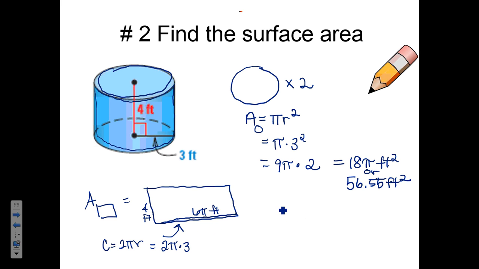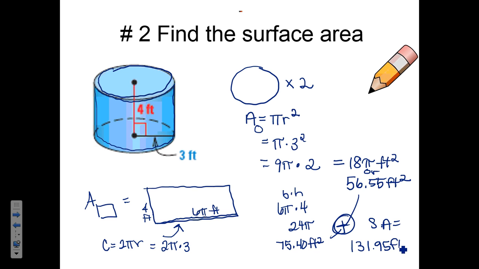Okay, so then I take base, which is 6 pi, times height, base times height, and I would get 24 pi, or 24 pi would be 75.40 feet squared. And now if I add those two together, I will get the total surface area of the cylinder to be 131.95 feet squared. So surface area is just breaking each piece or part of the prism or the cylinder and finding its area and adding them all up.